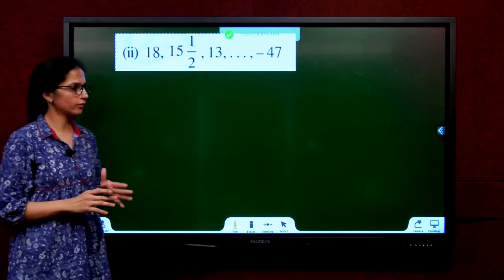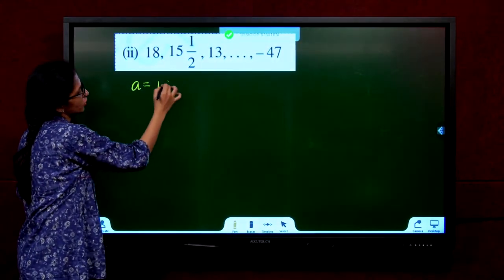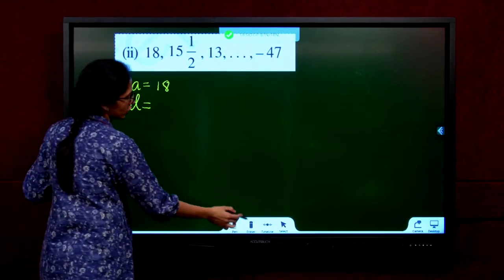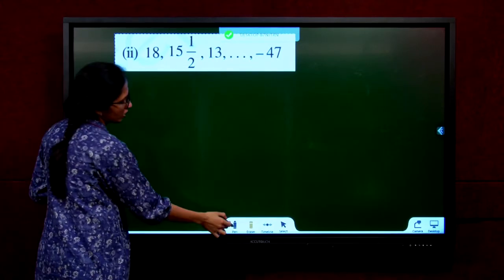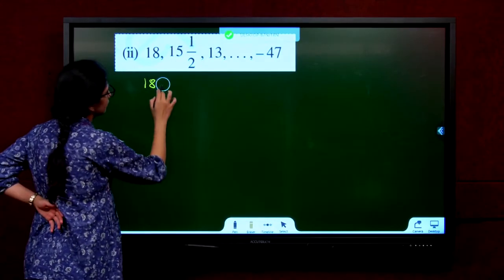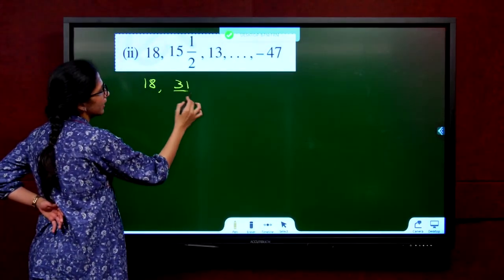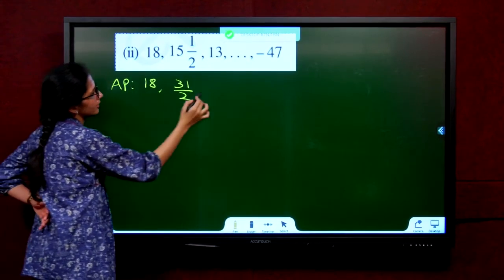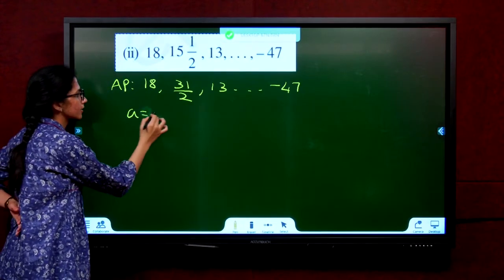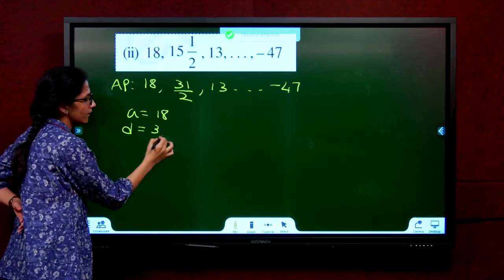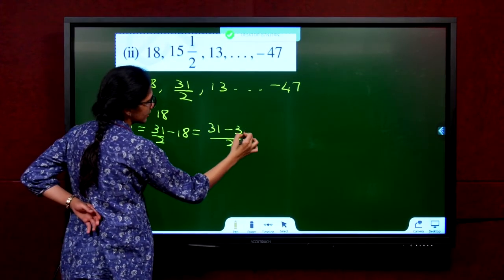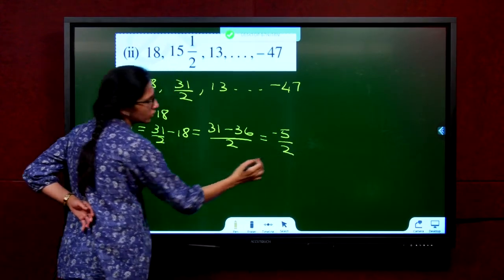Same type, one more question. So, if you understood the previous question, this should be easy. A equals 18. What is D? Okay, before we go ahead, shall we simplify this a little? Because it's mixed fractions, no? So, 18, 2 15s are 30, so 31 by 2. And this is 13 and minus 47. So, A is 18, D is 31 by 2 minus 18. Take LCM, 31 minus 36 by 2, minus 5 by 2.